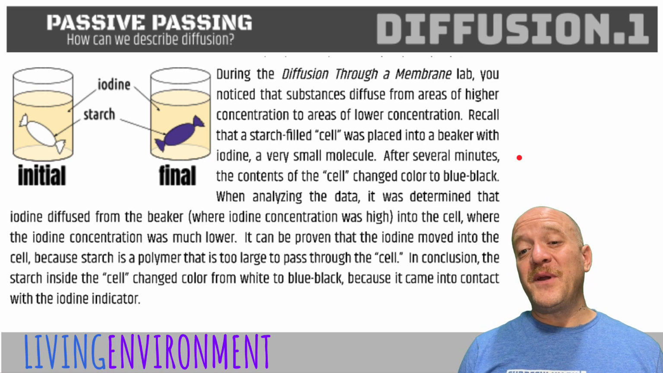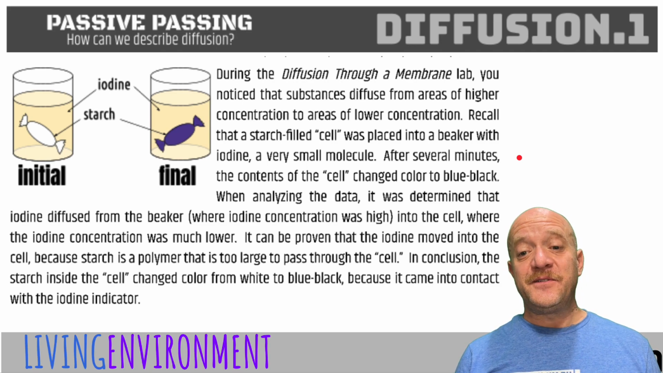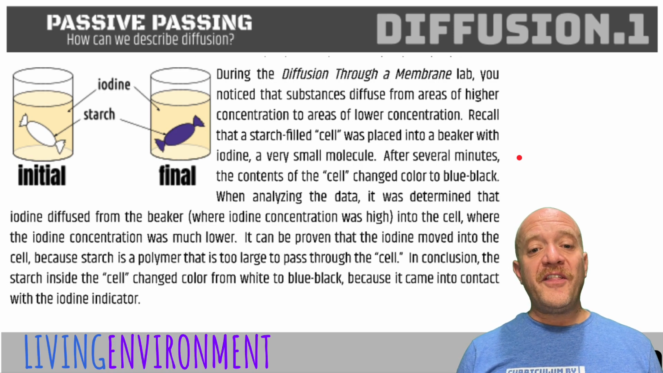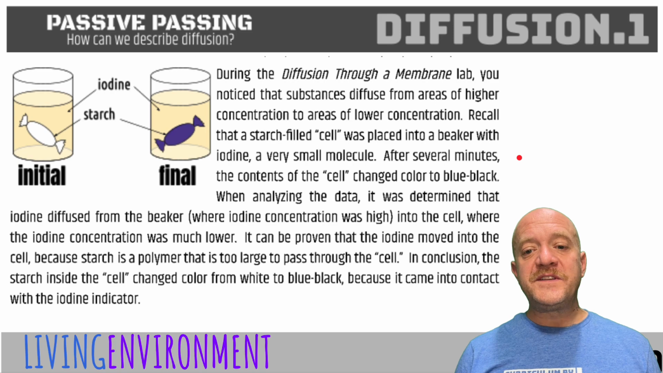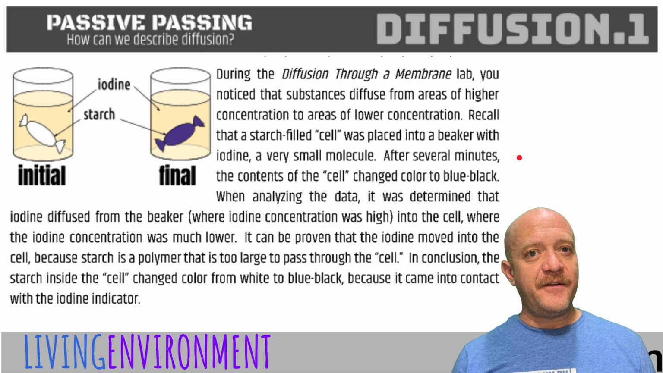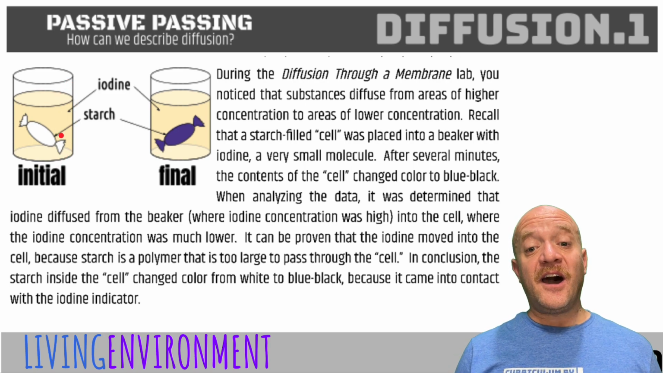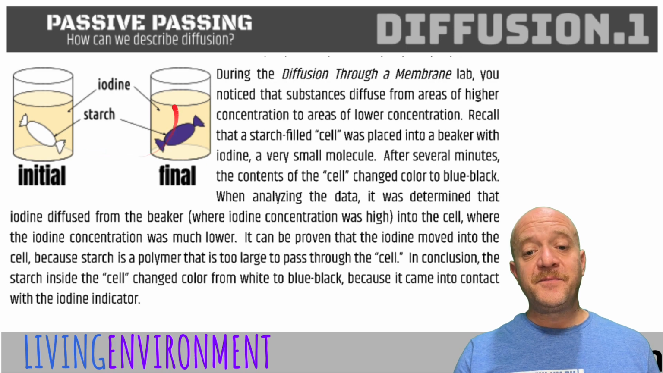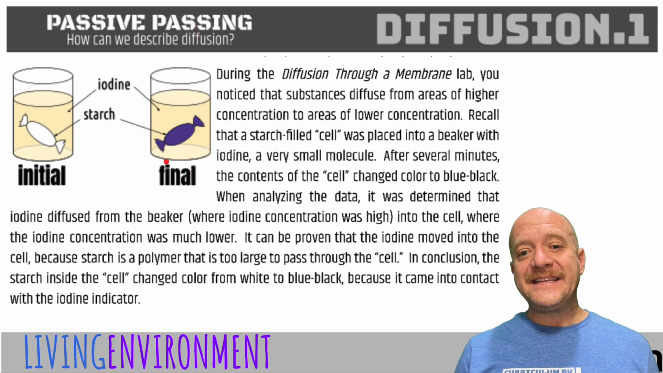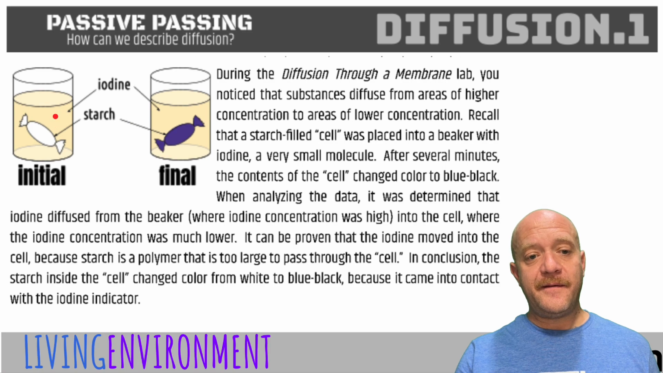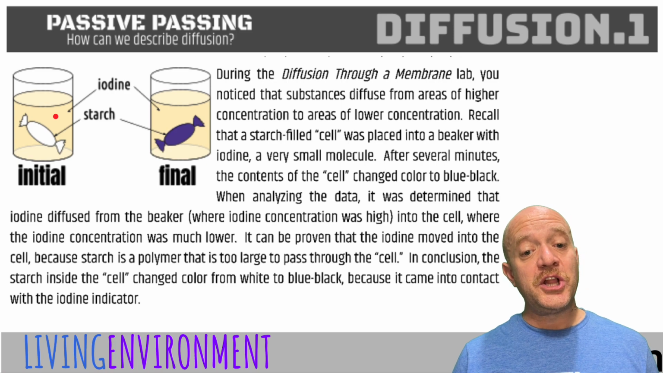During the diffusion through a membrane lab, you notice that substances diffuse from areas of higher concentration to areas of lower concentration. Recall that a starch-filled cell was placed into a beaker with iodine, a very small molecule. After several minutes, the contents of the cell changed color to blue-black. When analyzing the data, it was determined that iodine diffused from the beaker, where the concentration was high, into the cell, where the iodine concentration was much lower.